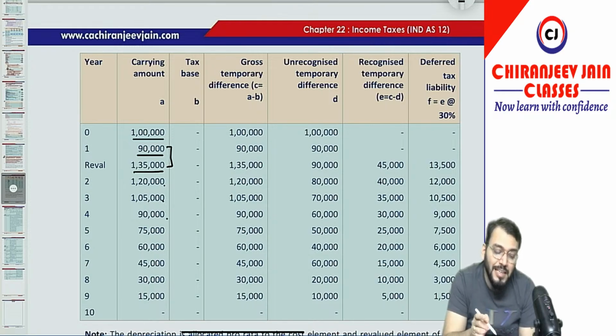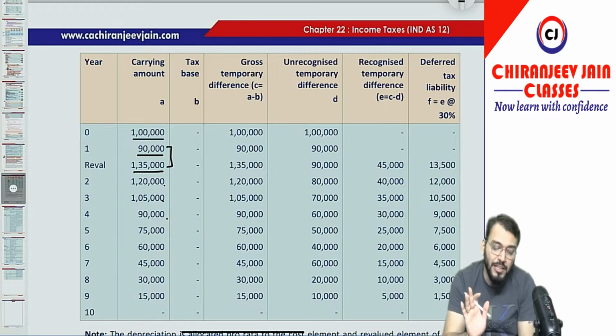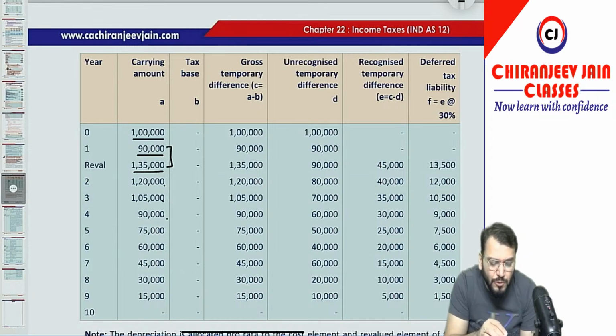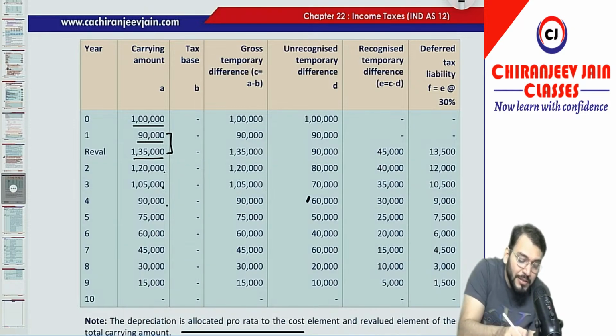Now we need to find out the tax base. Just try to understand one thing, everyone. In this they are saying the cost price was non-tax deductible, which means it was permanently disallowed. Whenever there is a permanent disallowance, I have said that the tax base will be equal to the carrying amount. Understood this point? So if you want to ignore this, you can ignore it. Now the tax base will be equal to what? In the first year it will be 1 lakh only, because this is non-tax deductible. Here it will be 90,000.